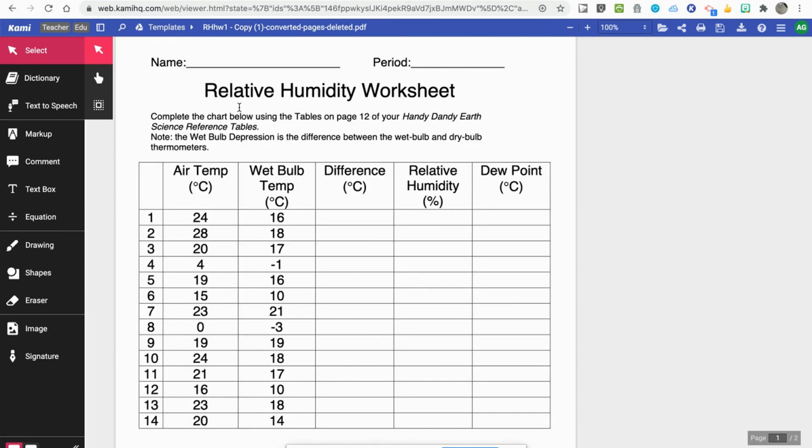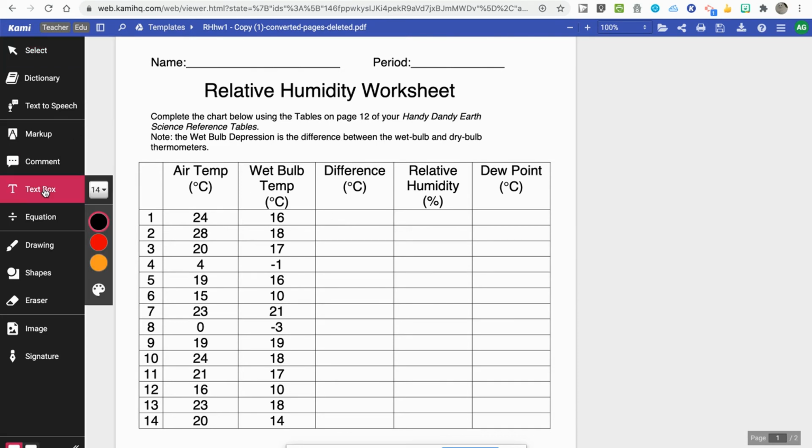Okay, there's the chart. So here what you're going to do is find your air temperature and then the difference, okay, between your air temperature, that is going to be your dry bulb temperature, and this is your wet bulb temperature. So I'm going to take 24, subtract 16, which is then going to give me 8. So it's going to be a difference of 8. Okay, so you're going to do that for all of them. I'm just going to go ahead and do one other one. Okay, so I have my 8 here.